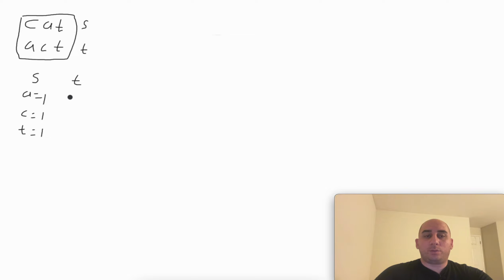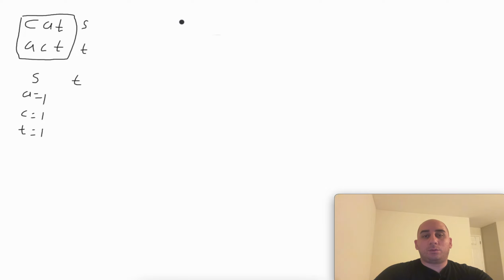One way is to use a hash map, and we can store each character as a key and the number of times that character is repeated as a value. So we can go over cat and increase the counts for A, C, and T, and then we can go over the T string, A, C, and T, and decrease in that case. And at the end, if all characters are equal to 0, then it means that we have anagrams.